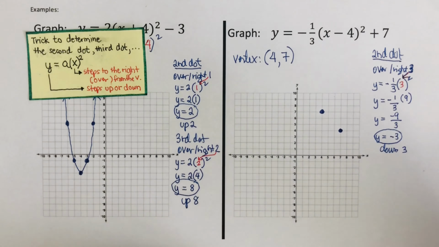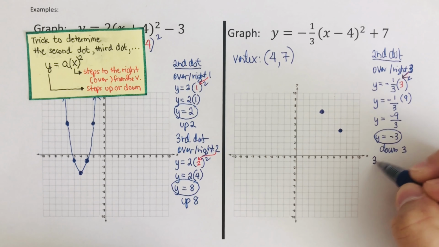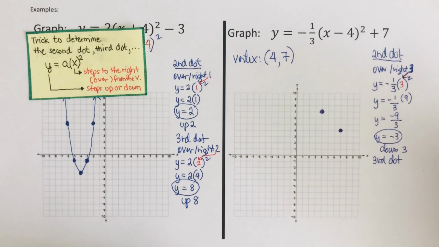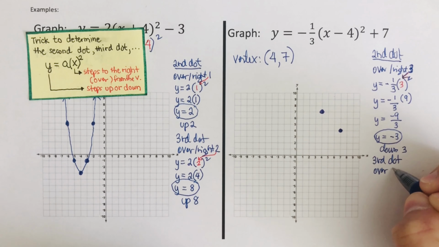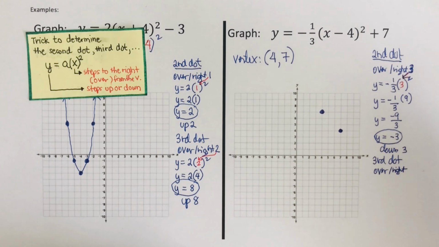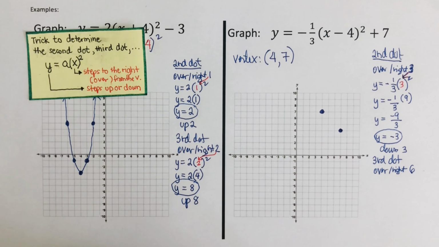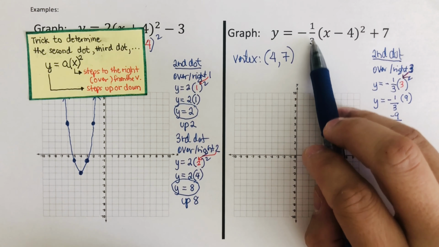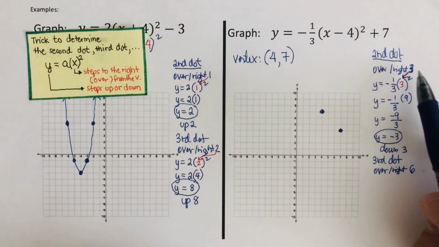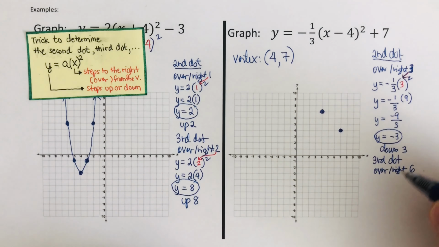And then we're going to determine the third dot. So the third dot would be over or right. Again, it should be divisible by 3. So I go to 6. So that's 3 and 6. If this was negative 1/2, I'm going to use 2 and 4. So I go ahead and write y equals negative 1/3 is the a, so negative 1/3 parentheses, and then this is squared. Then I'm going to put the 6 here.